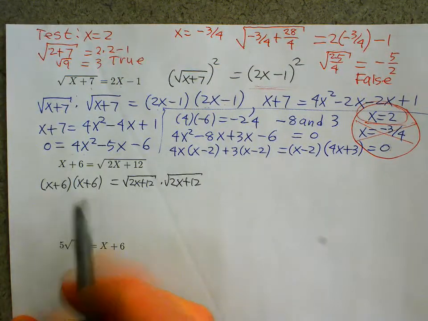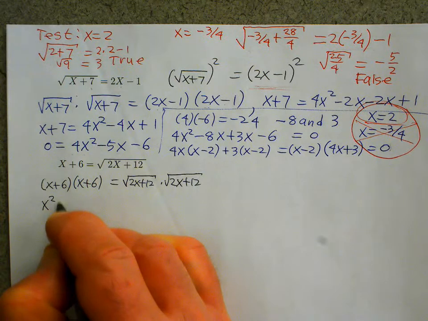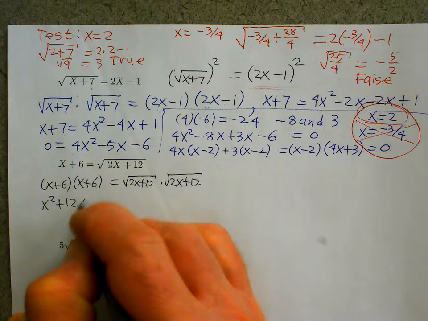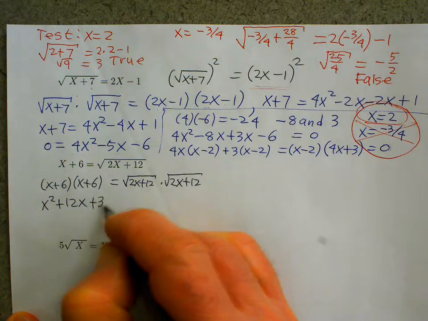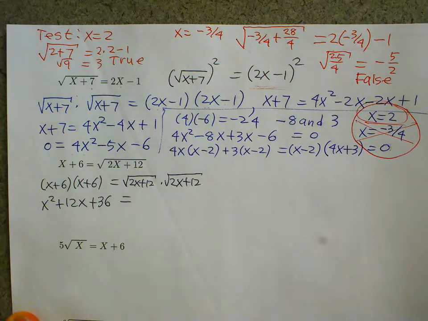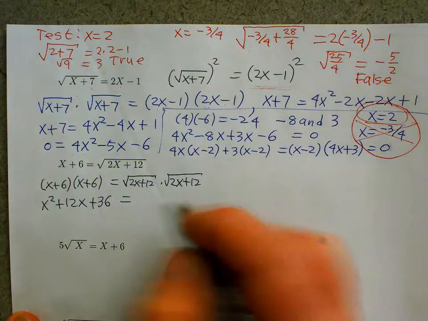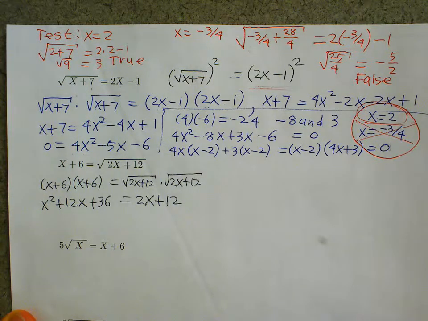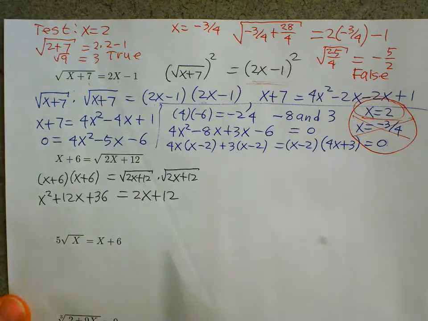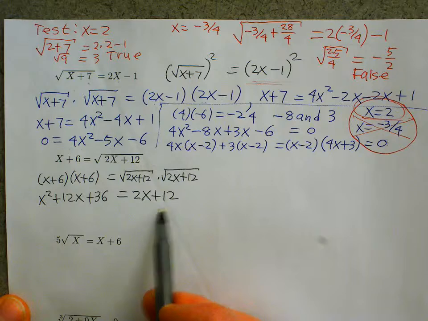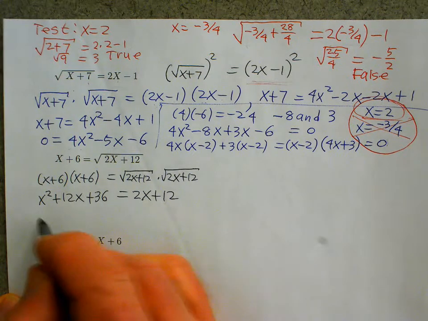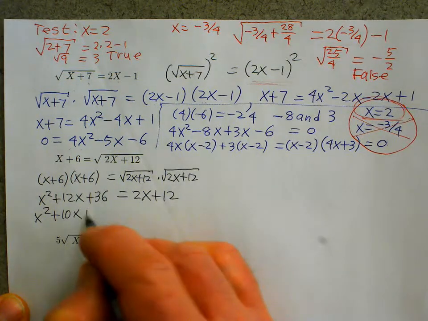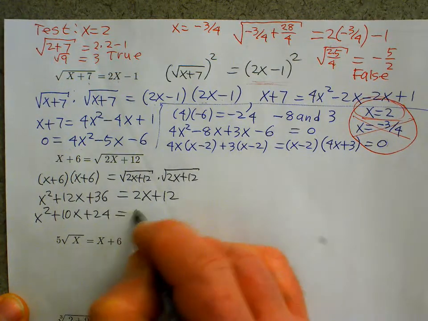And x plus 6 times x plus 6, we get x squared plus 6x plus 6x for a total of plus 12x, and then plus 6 times 6, which is 36. And on the right-hand side, the square root of 2x plus 12 times the square root of 2x plus 12 is just 2x plus 12. Okay, we get another quadratic equation, so we'll set one side equal to 0 by subtracting 2x from both sides and subtracting 12 from both sides.